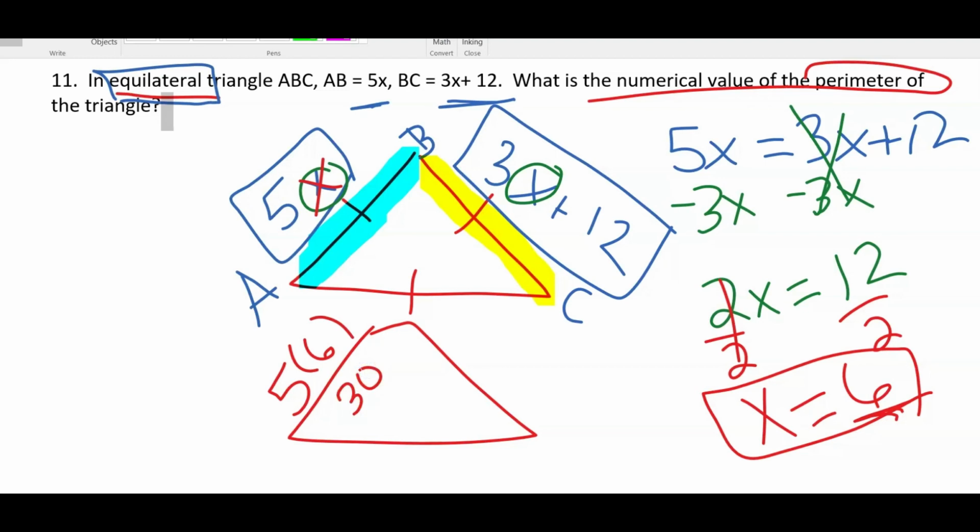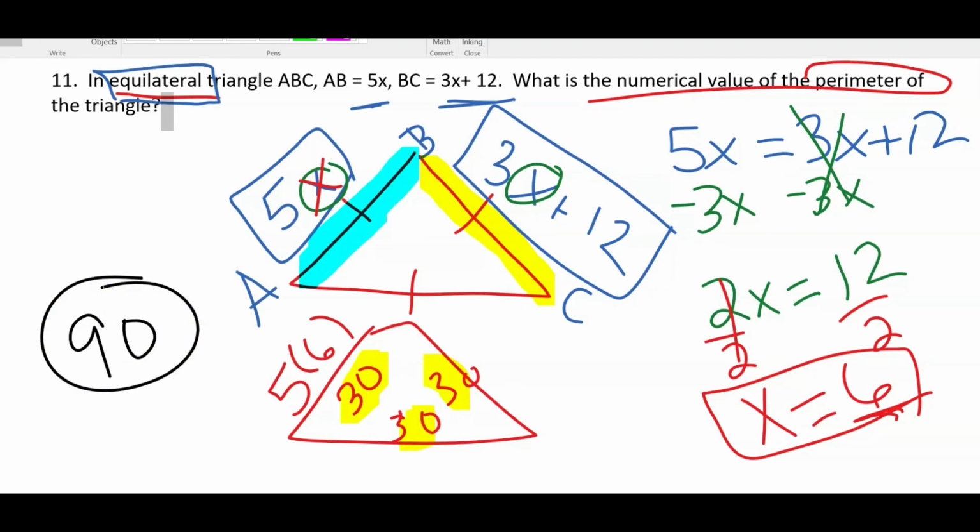Well, if this side is 30, this side's going to be 30. And if that side's 30, so is this. It's an equilateral triangle. So once I figure out what one side of the triangle is, I know that they're all going to be exactly the same. So the perimeter, by adding up all of these sides, 30, 30, and 30, my perimeter is going to be 90.